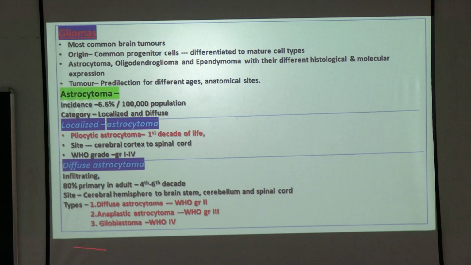The other is the diffuse astrocytoma, grade 2 to 4: diffuse astrocytoma, anaplastic astrocytoma, and glioblastoma multiforme. Which type of astrocytoma is very grave? That is grade 4, glioblastoma multiforme, the notorious one. That is the grave situation.